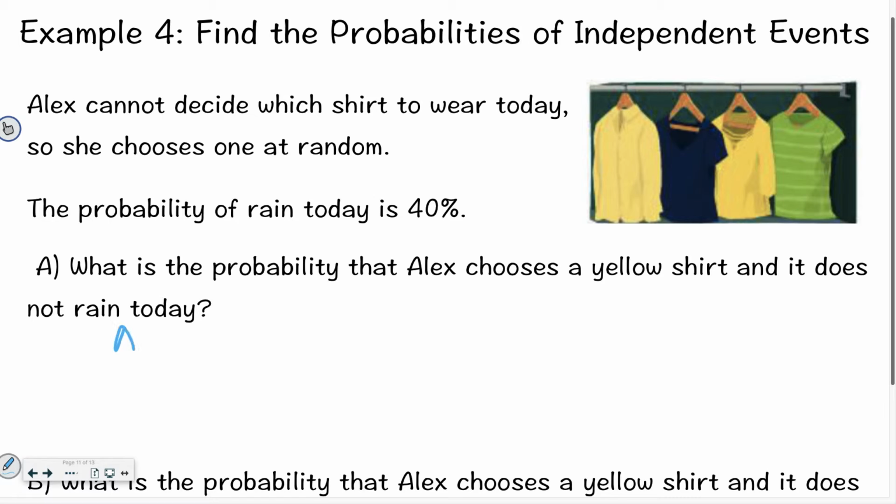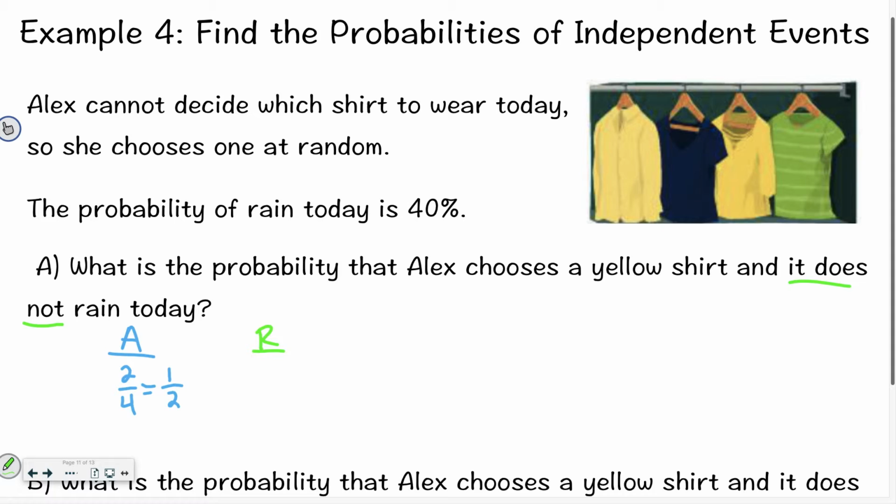So let's talk about the probability of Alex choosing a yellow shirt. As I mentioned before, it looks like she has 4 shirts and 2 of them are yellow. So the probability of picking a yellow shirt is 1 over 2. Now let's talk about the probability of rain. The probability of rain today is 40%, but if I read the question carefully, it says it does not rain today. What's the probability it does not rain?